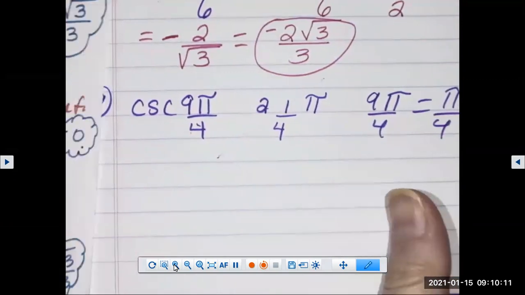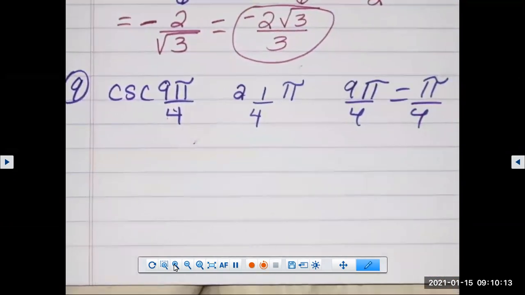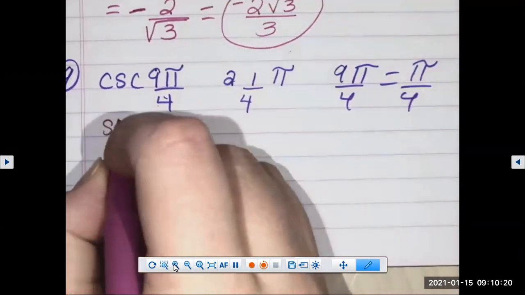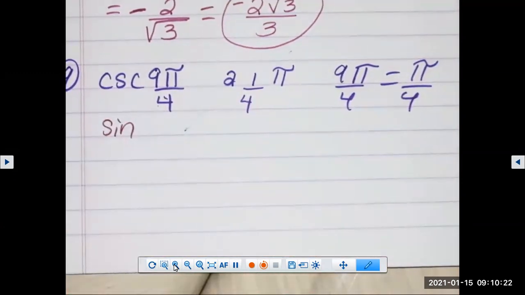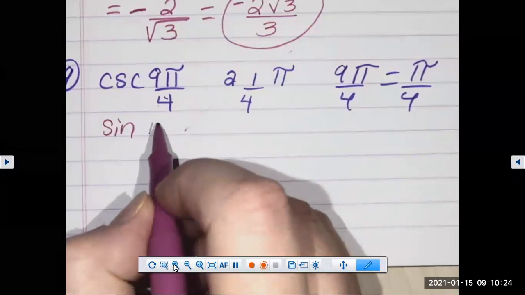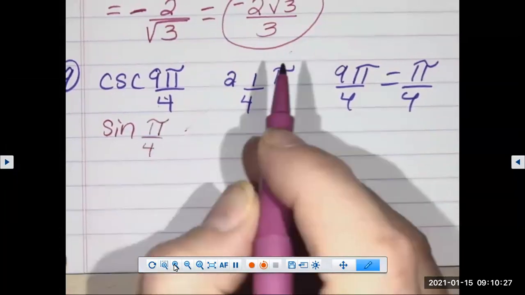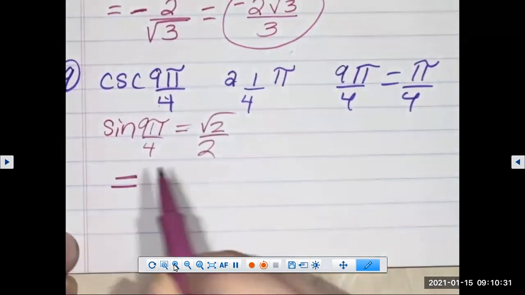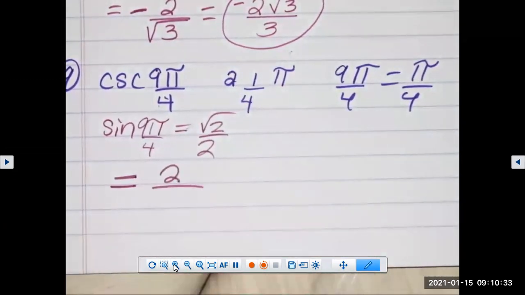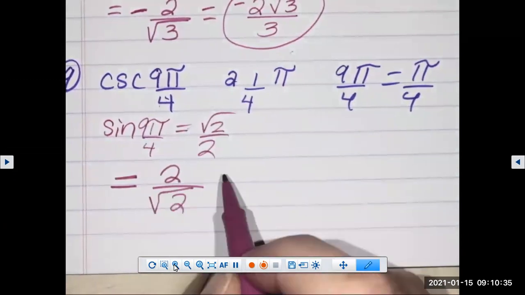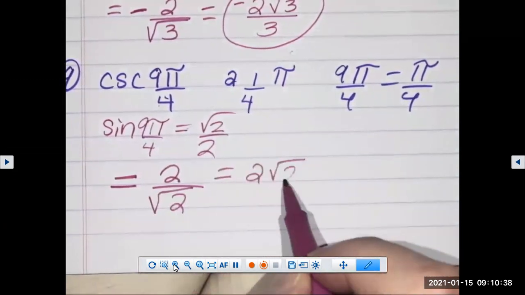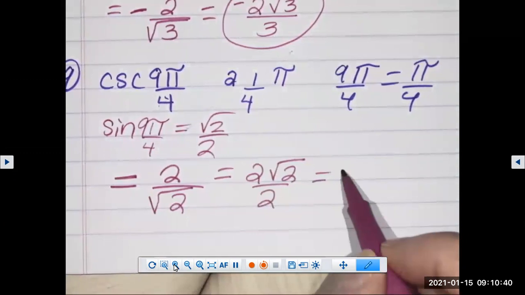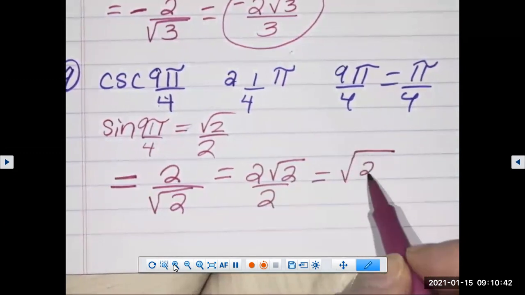Those are coterminal angles. In order to find cosecant, you first need to find what? Sine, cosine, and tangent. Sine. What is the sine of pi over 4? Good. Sine is root 2 over 2, but you flip that to get cosecant. Rationalize is going to give you 2 root 2 over 2, which will simplify the 2.